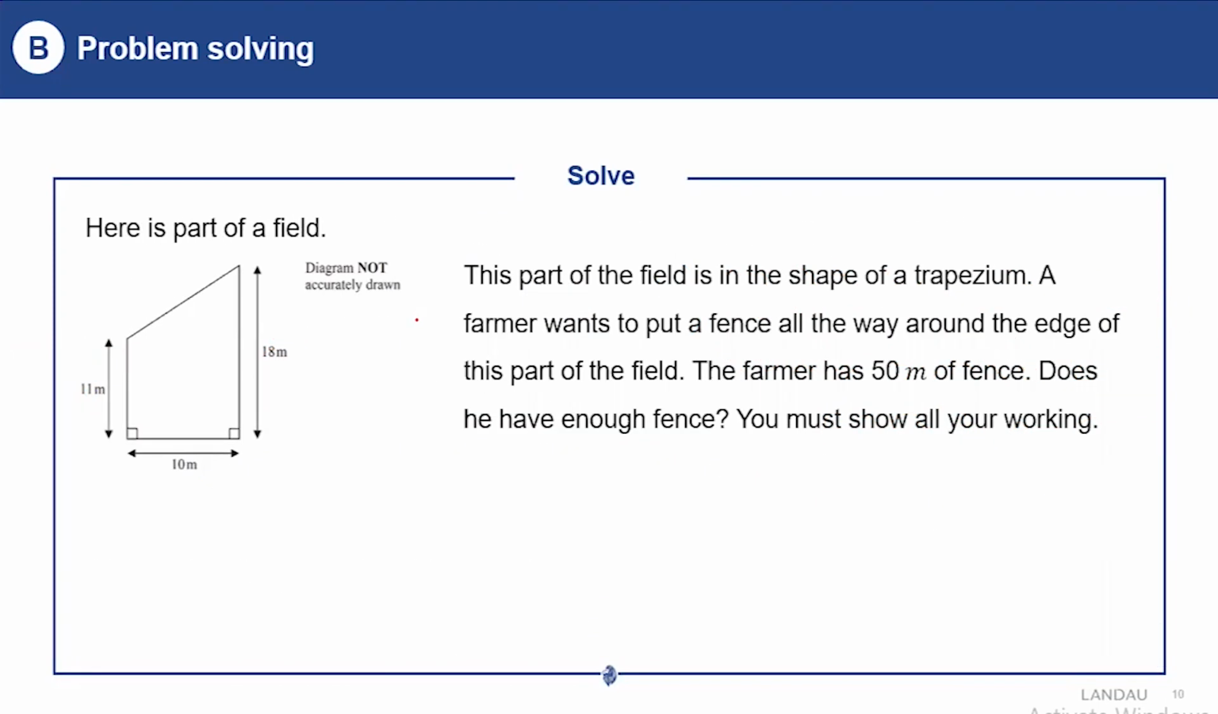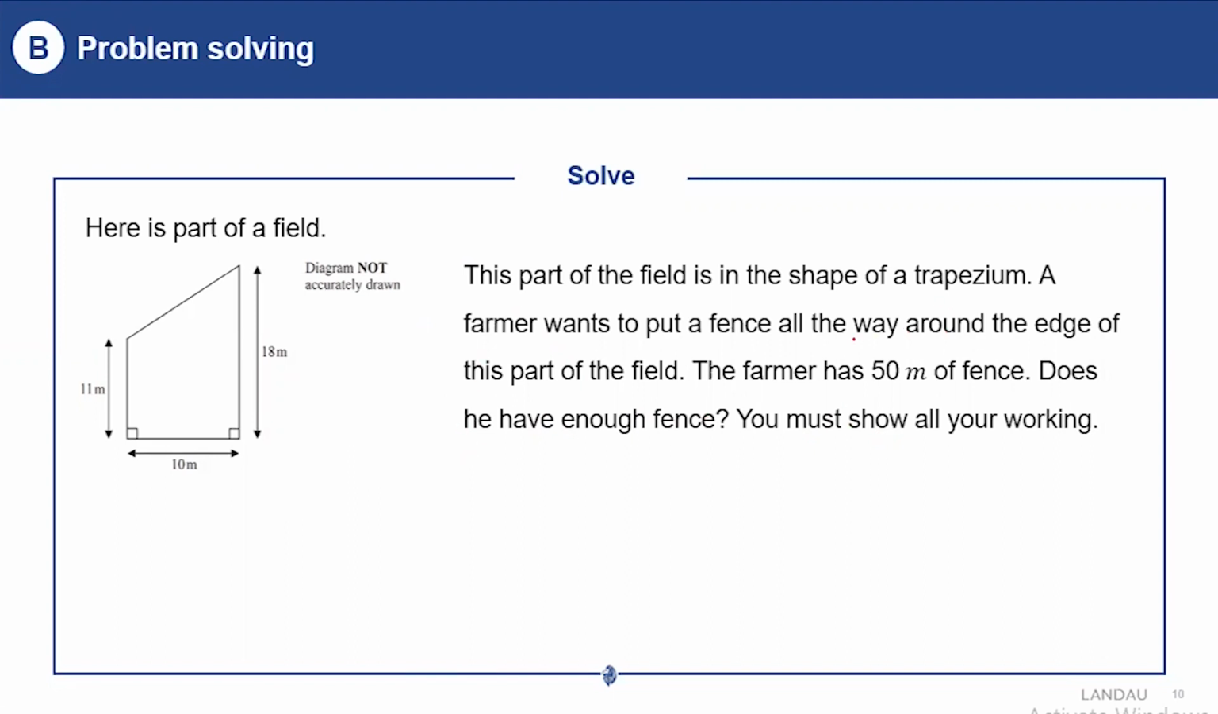In the final question, the shape is given in a form of trapezium, and it says a farmer wants to put a fence all the way around the edge of this part of the field, and the farmer has only 50 meters of fence, and it's asked, does he have enough fence? And it says you must show all your working, which means you need to show all steps which we used.